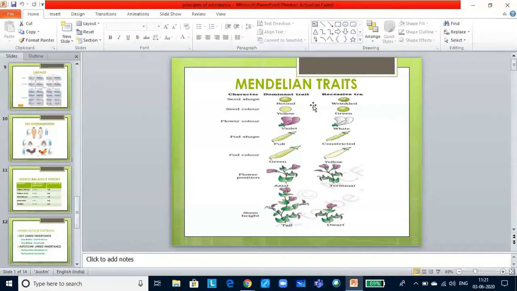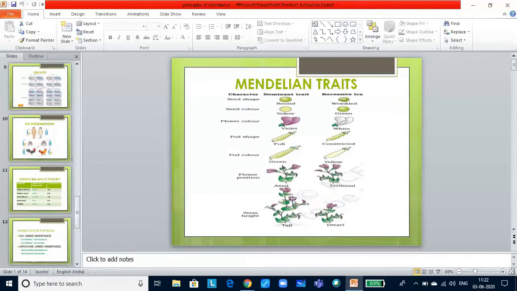Now we have seen the 7 traits he took. He individually worked with these plants, and then he was able to tabulate his results, and then he gave a statistical interpretation for his experiments. Now let us look at the different characteristics that Mendel had selected.